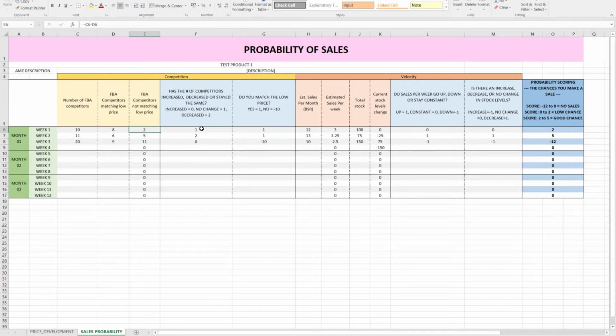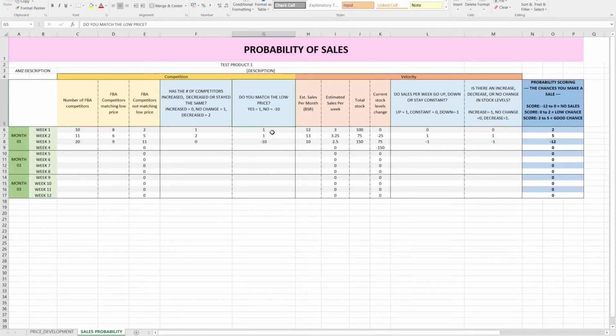What you then have to do is very simple. I have these two columns set up. You check if the number of competitors has increased, decreased, or stayed the same, and then all you have to do is fill in 0, 1, or 2. Here it's the same. Do you match the low price? It's either yes or no. And when it's no, the number needs to be -10.